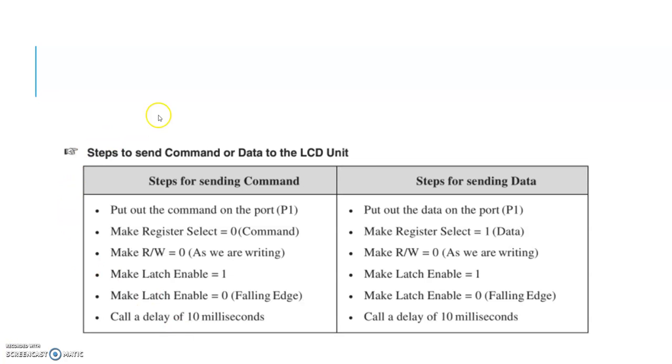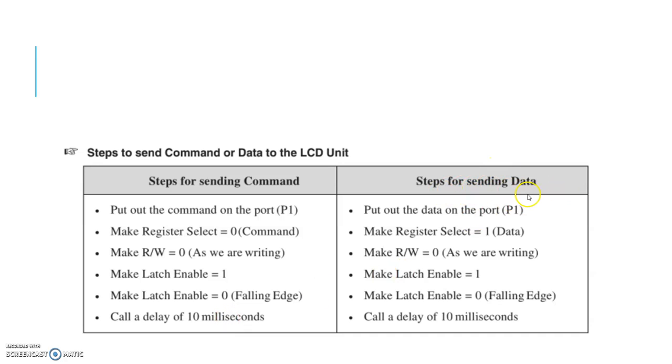So 1 to 0 means you can see here there is a high. It will be a high signal first when you send 1, and then when you send 0, it comes to the lower level. So there is a transition from high to low. First we are outputting 1, then 0. That means we can see a falling edge. This falling edge will latch the command from port 1 to the data bus of the LCD display, and we are calling a delay of 10 milliseconds.